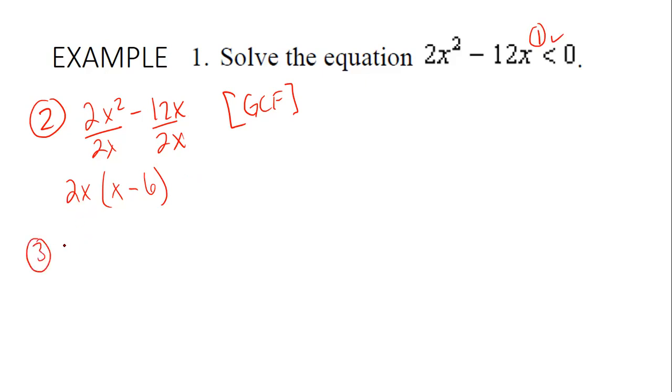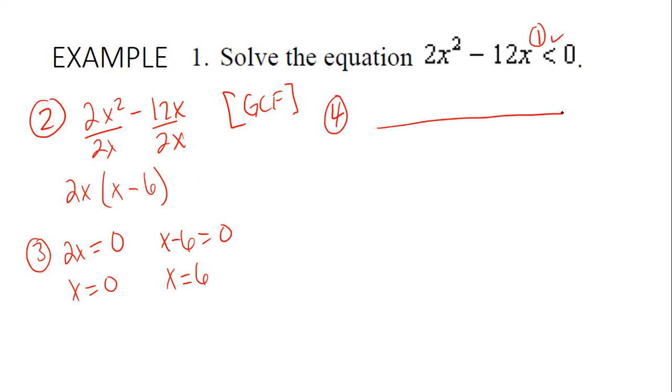Okay. Step 3 is we set each factor equal to 0. So we have 2x equals 0, and we have x minus 6 equals 0. And therefore, x has to equal 0, and x has to equal 6. Still good? Anyone disagree? All right. Step 4 is we create our number line. So on our number line, we have 0 and we have 6.